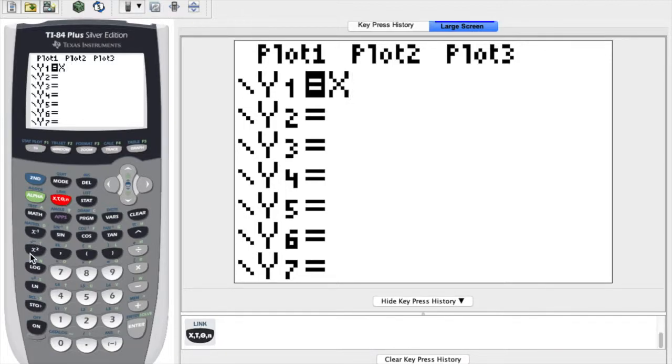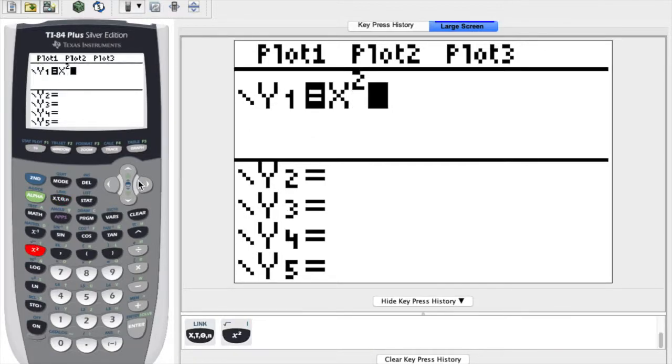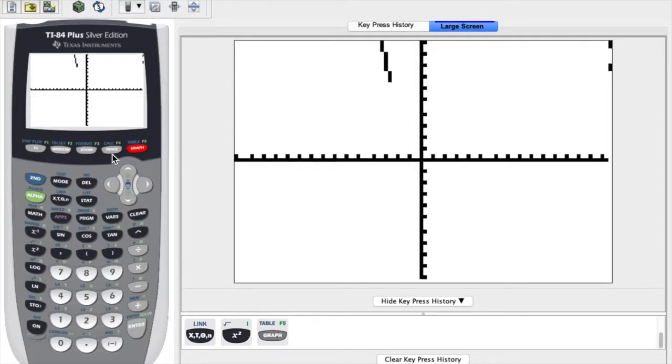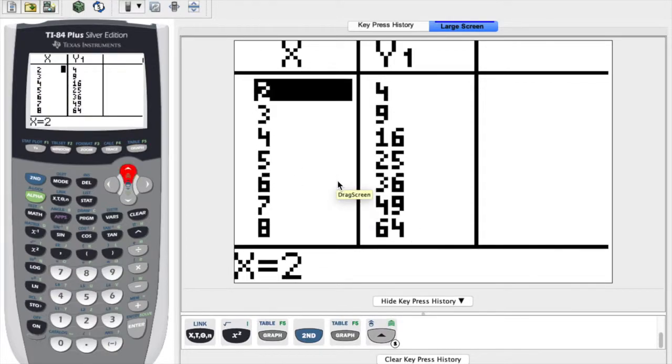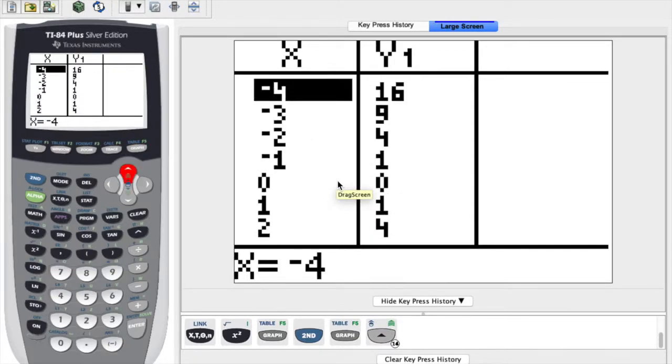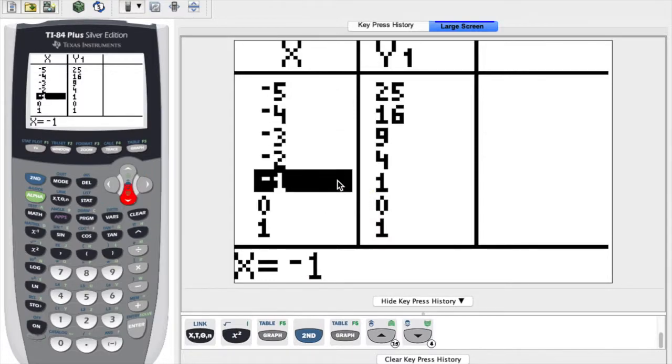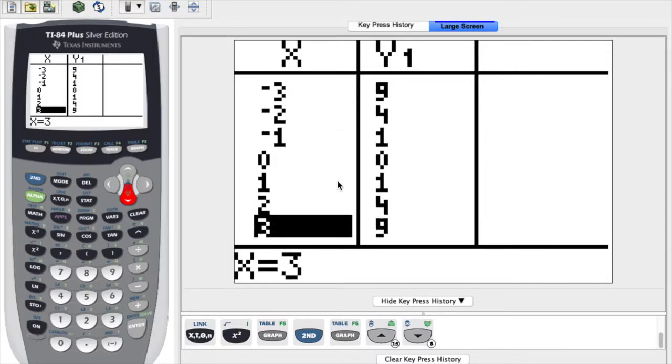So we'll start with the parent function x squared. If we graph it, we see the graph of x squared. If we look at the table, there's the table of values for x squared. Let's go ahead and look at from -3 to 3, and you'll see why.